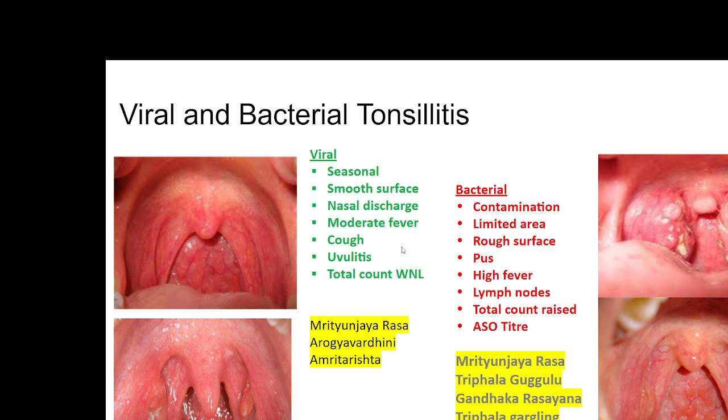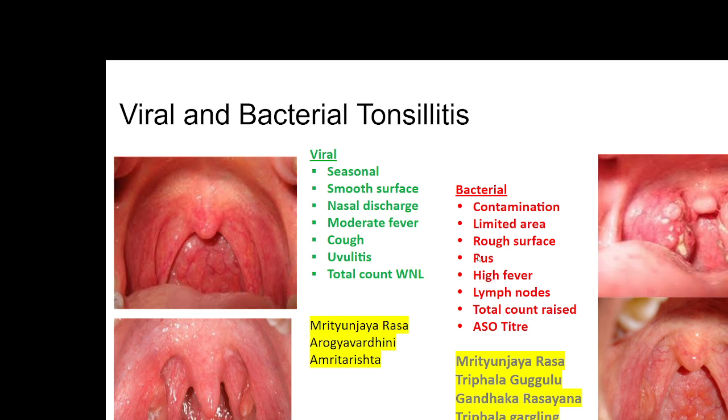Fever will be moderate. Cough and uvulitis: it is not only the tonsil, the whole of that circular structure around the throat, the tonsils and uvula, would be inflamed, and the total count is not raised. If you see the peripheral leukocyte count, the total count is within normal limits, which is very common. In such conditions, my usual treatment would be Jwaram, Mrityunjaya, Gyardanamtarista, which would be good enough, and 3 to 4 days of treatment would be enough.